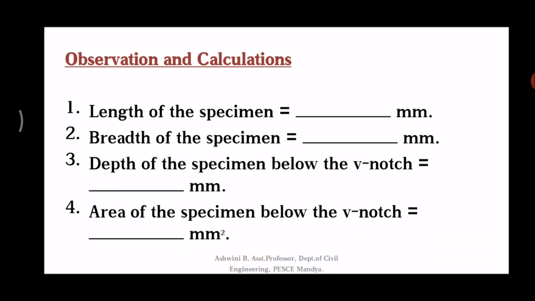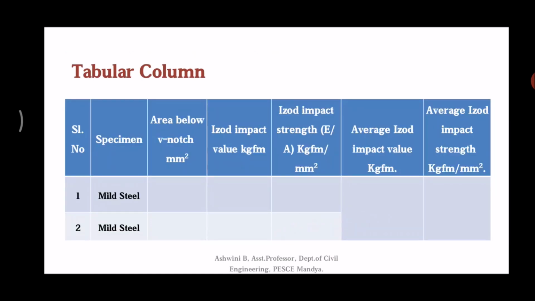This is the observation and calculation part. First, you have to note down what is the length of the specimen in millimeters, then what is the breadth of the specimen in millimeters and depth of the specimen below the V notch, and hence calculate what is the area of the specimen below the V notch in terms of millimeter square. So after observing, we have to tabulate the result. So here we are using the mild steel specimen.